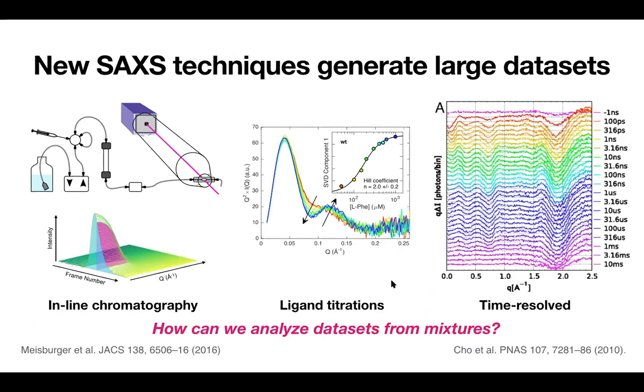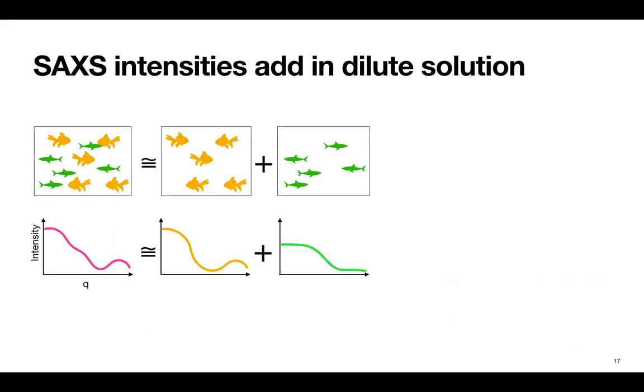But once we have these big data sets, we need some way to analyze what's happening in these mixtures. To understand this from a mathematical perspective, the thing to appreciate is that SAXS intensities are just additive in dilute solution. In this analogy, our proteins are fish, and we have yellow fish and green sharks. If the yellow fish and the green sharks don't interact with each other, then the scattering from this mixture is just the sum of the scattering we would have gotten with a pure solution of yellow fish and a pure solution of green sharks. And that's actually pretty simple to describe mathematically.